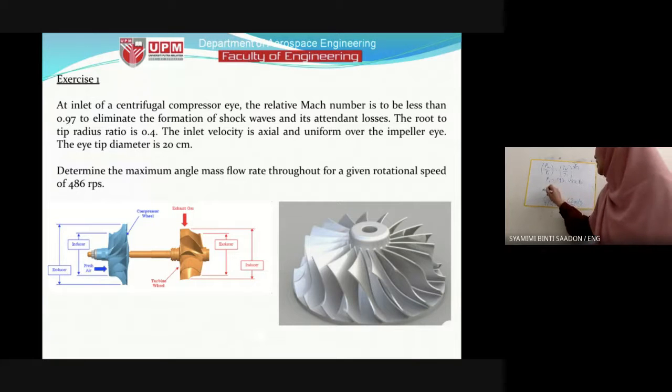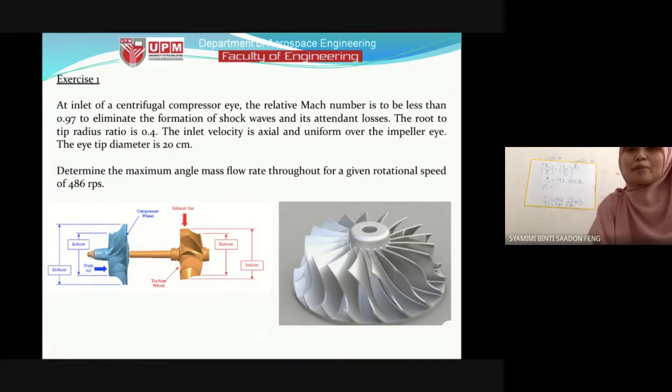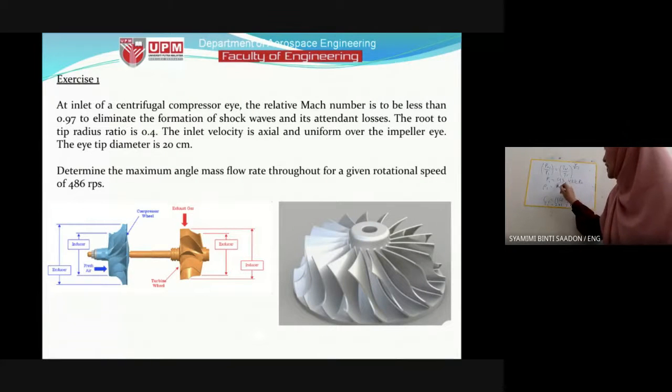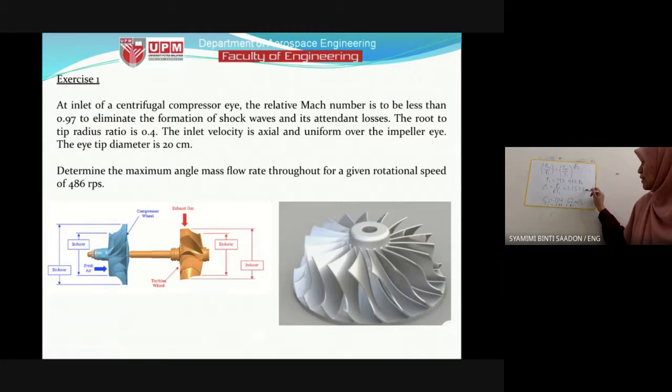Okay, so we can calculate the density. You can't just use the normal value of the density of air. You have to calculate it. Even though the value will be around 1 kilogram per meter cubed, you need to calculate it also. So for rho 1, you use the ideal gas equation, P1 over R T1. That's why just now we need to calculate pressure and temperature. So from the ideal gas equation, we get 1.1157 kilogram per meter cubed. Rho 1.